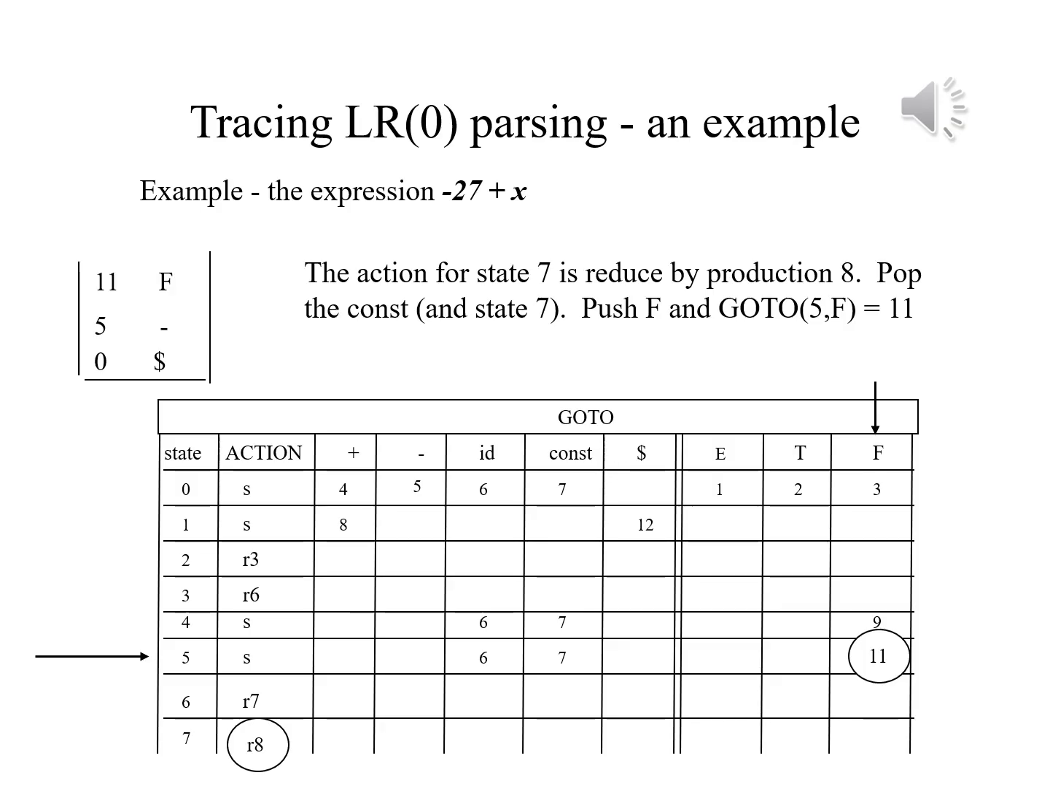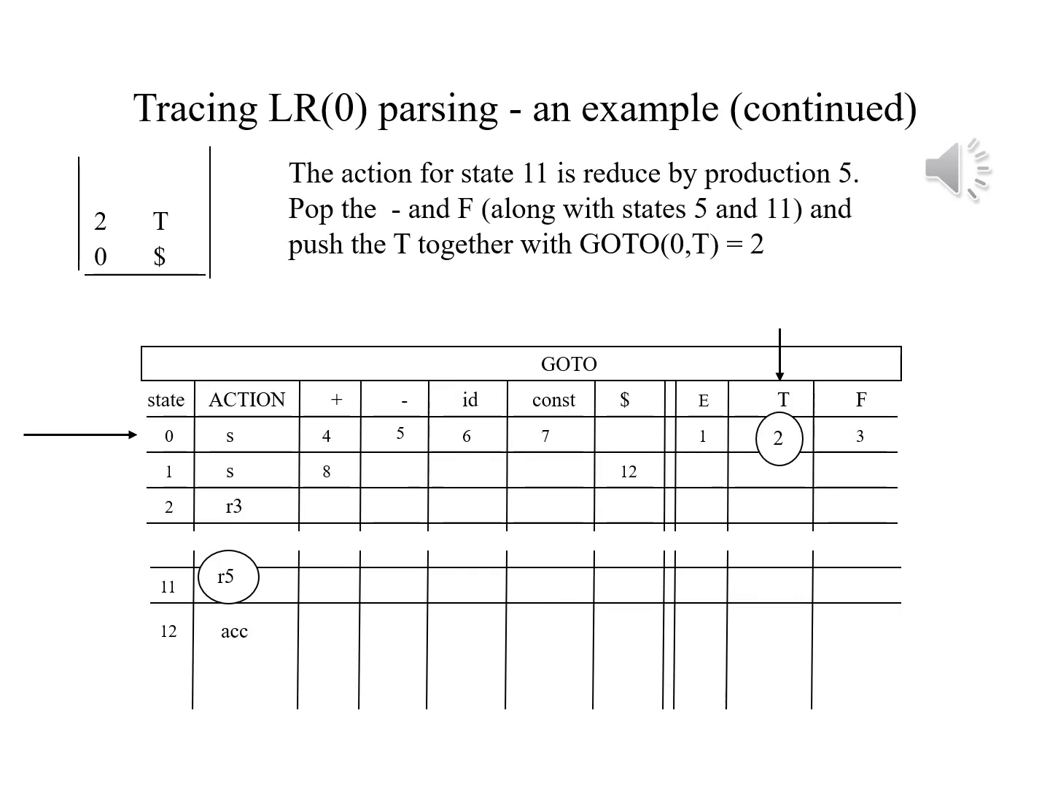The action for state 7 is reduce by production 8. We will pop the constant together with state 7. We will replace it by pushing F, factor, together with goTo of state 5 and factor, which is state 11. The action for state 11 is reduce by production 5. That means we will pop the negative sign and the factor along with states 5 and 11 respectively, and push term together with the goTo of state 0 and term, which is state 2.